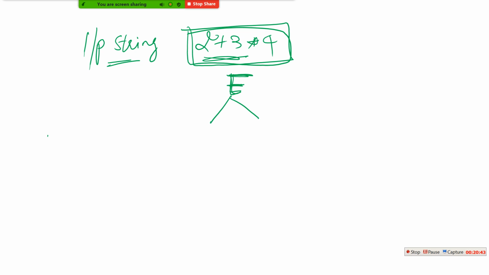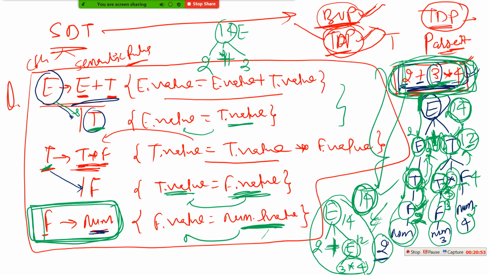Now E will generate, first, E plus T. Why E plus T? Because I am getting an addition operator here. So initially I should generate E plus T. But E can't generate my num value. Only F can generate num value.